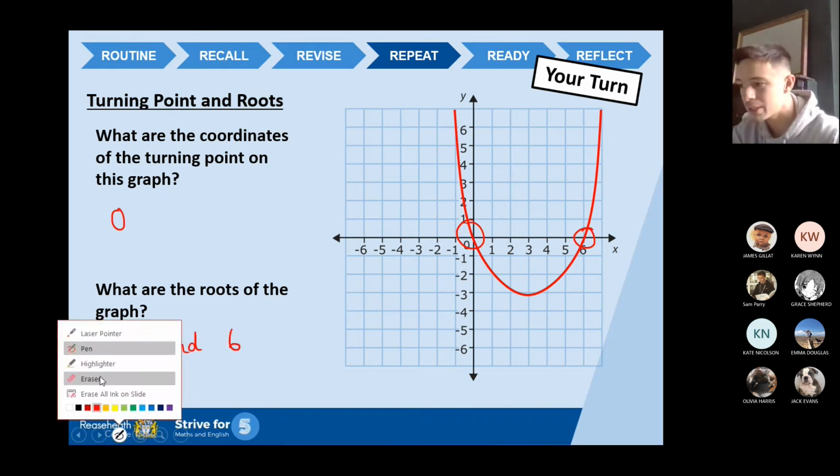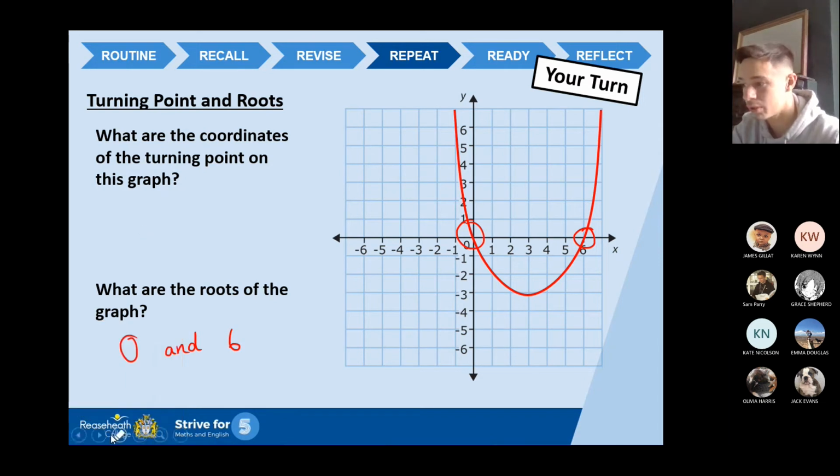The turning point needs to be given as a coordinate, okay? So coordinate of 3, minus 3. We're going across. You can tell it's been a long day. I'm making mistakes here. And that's not even a rubber. Oh, screw it. Right, here we go.